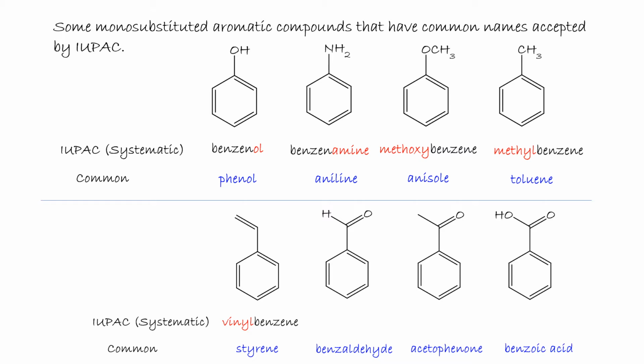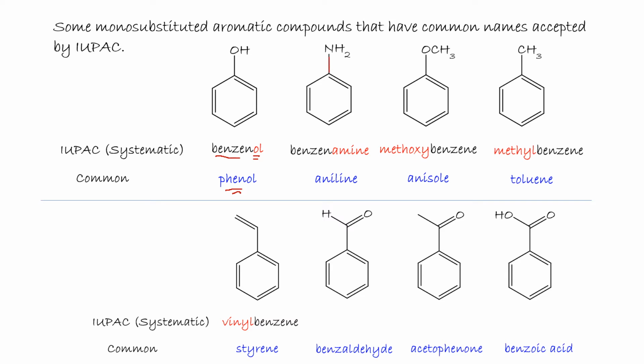Some monosubstituted aromatic compounds have common names accepted by IUPAC. So the common names of several monosubstituted aromatic compounds are still used and acceptable by IUPAC systematic nomenclature. If we look here, the benzene has an OH. The IUPAC name should be benzenol, but the common name is phenol, and it is still accepted by IUPAC.